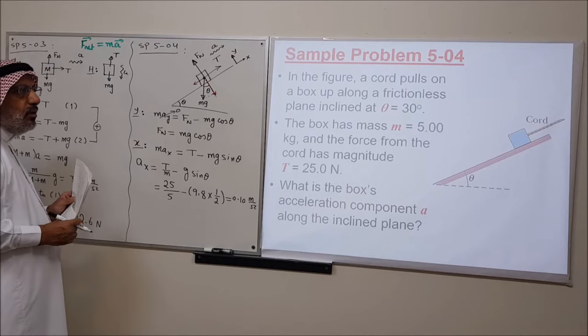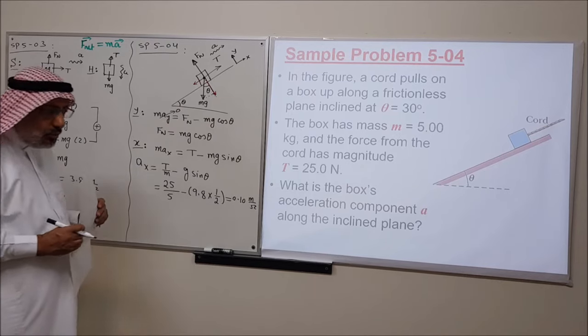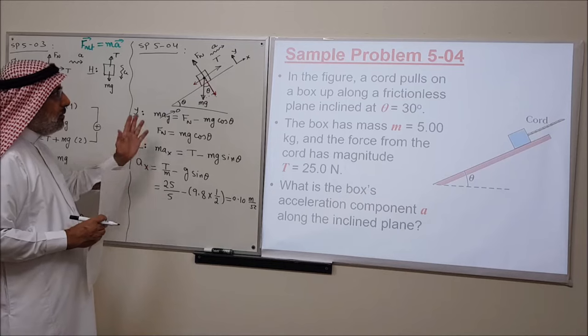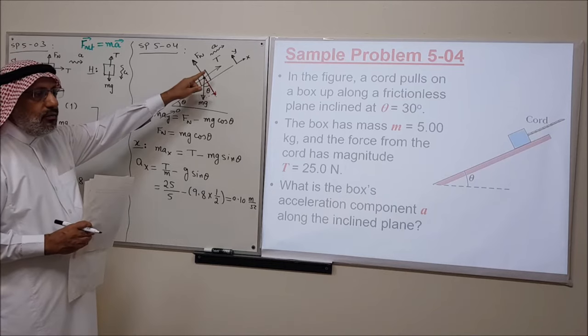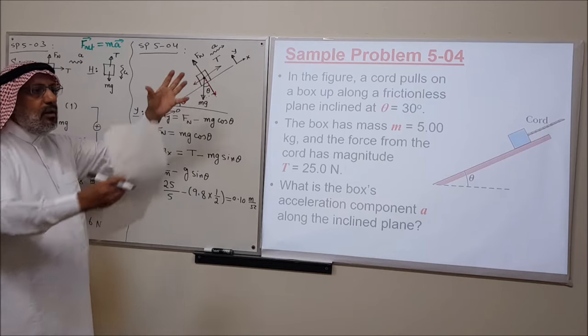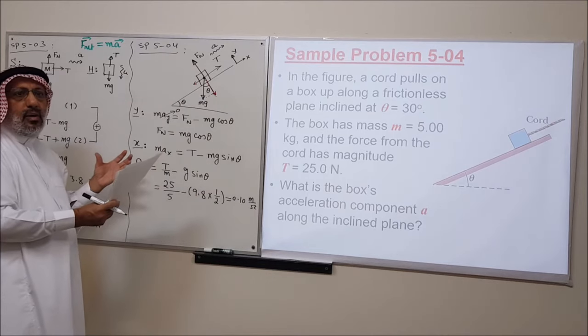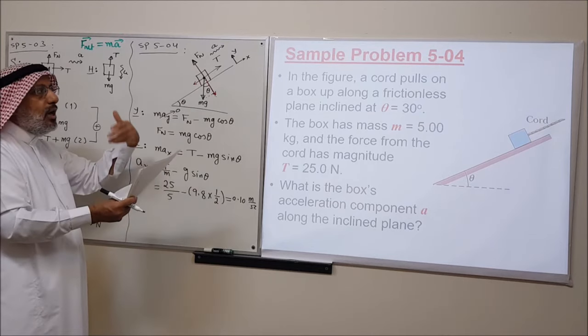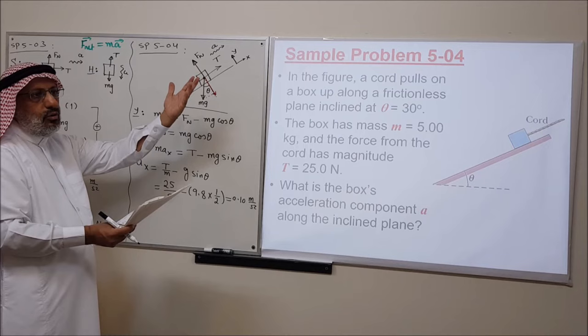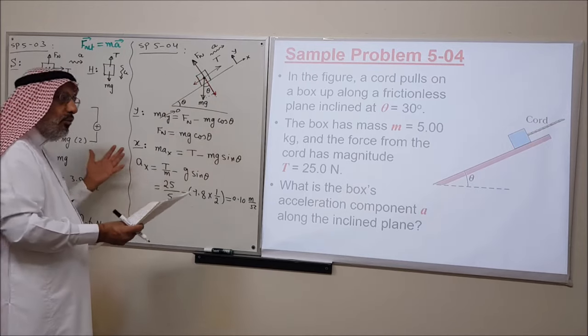Now someone may say, could we get a negative answer? Yes, we could get a negative answer, because if the tension is not enough and the box is too heavy, the box will pull everything back. It will pull itself, and whoever is pulling it up will not be able to pull it, and he will fall with the box.